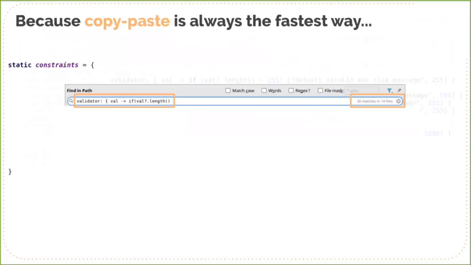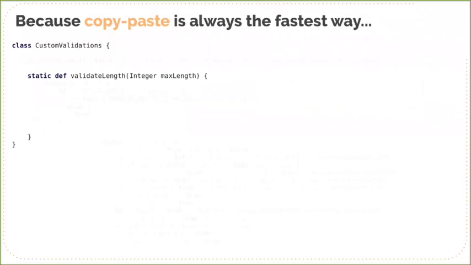And this is a problem, because we are basically copying and pasting the same code over and over. What I did to solve this problem was creating a helper class, a POGO. I called it CustomValidations. You can use the name you want. It's just a Groovy class.